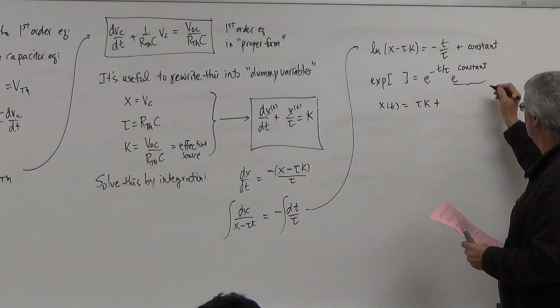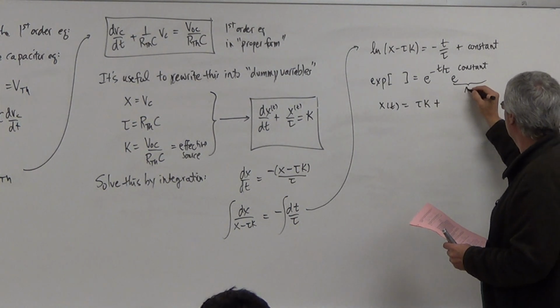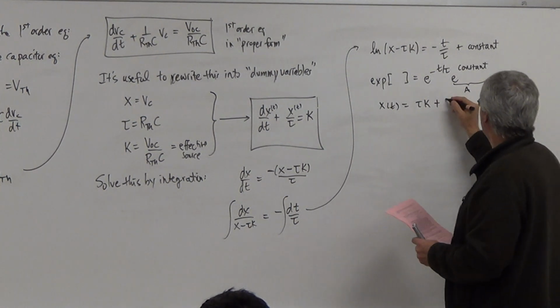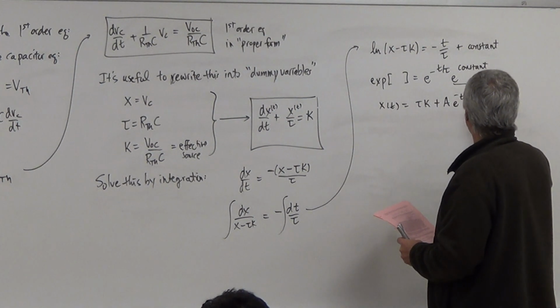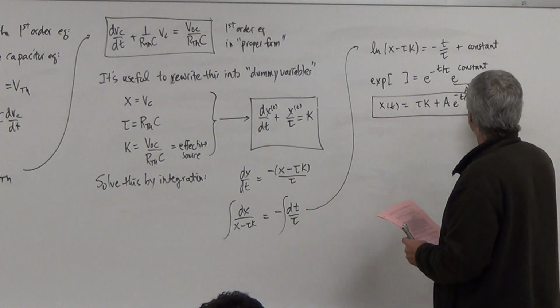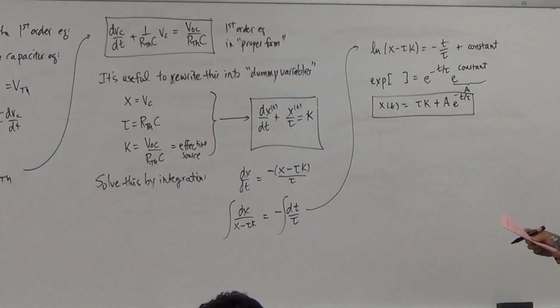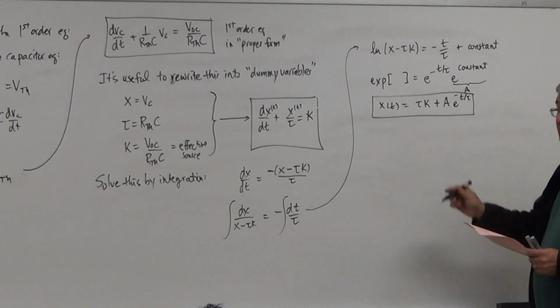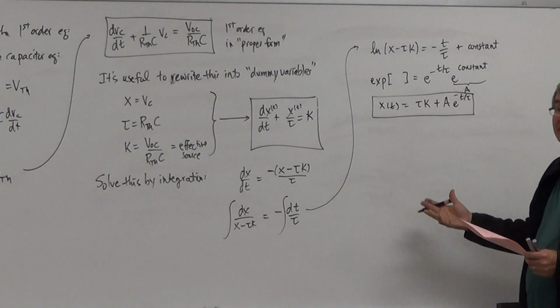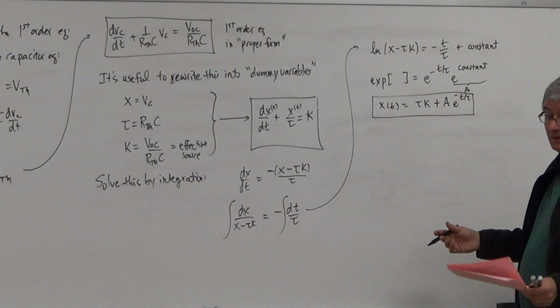What should we call this constant? I think I called it a. So then I'm going to get a e to the minus t over tau. Right? So this is the solution that I have right here. So what I need to do here is that now I got to force my conditions.